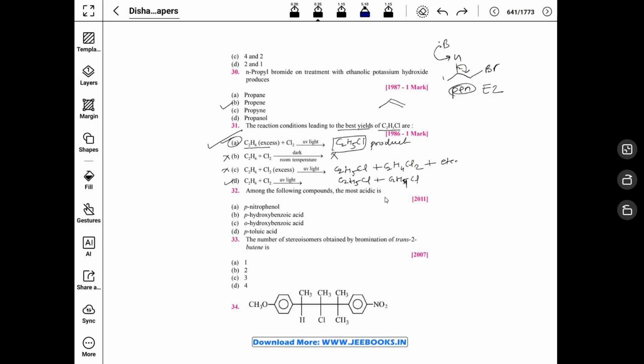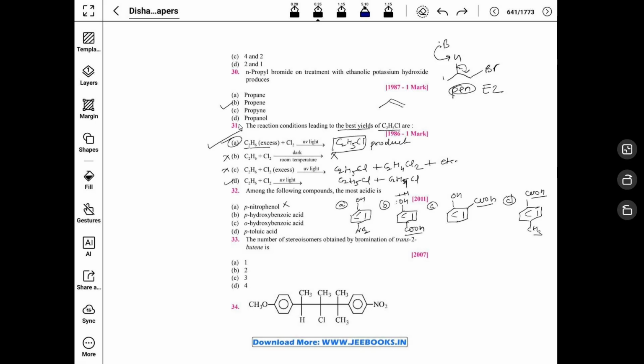Among the following compounds, the most acidic is para-nitrophenol, para-hydroxybenzoic acid, ortho-hydroxybenzoic acid, para-toluic acid. So let's draw their structures first. Okay, so without any doubt, we know that carboxylic acids are more acidic than phenol. So we have to choose the answer from B, C, and D. In case of B, the hydroxy is at para position, and this hydroxy has plus mesomeric effect and hence increases the electron density on this carboxylic group and decreases the acidity.